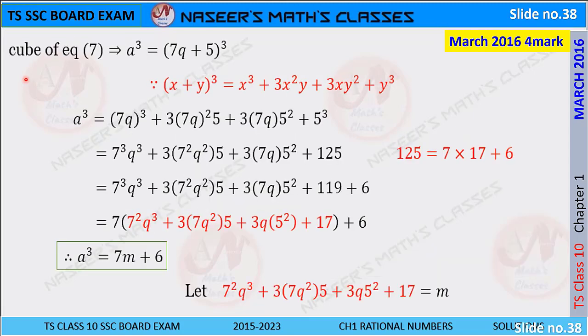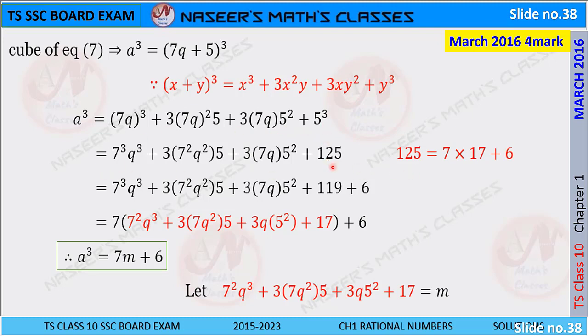Find the cube of equation 7, that is a cube is equal to (7q plus 5) whole cube. This is in the form of (x plus y) whole cube is equal to x cube plus 3x square y plus 3xy square plus y cube. By using this one, we expand the RHS as (7q) whole cube plus 3 times (7q) whole square times 5 plus 3 times 7q times 5 square plus 5 cube.